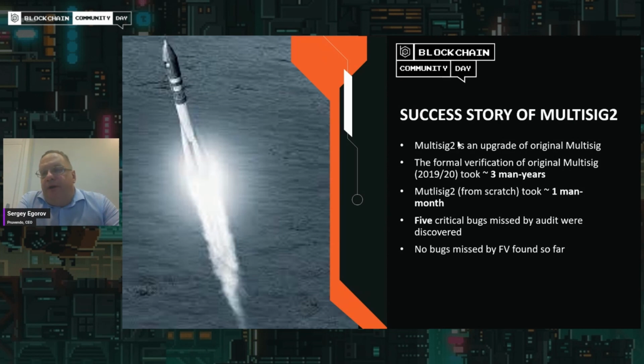We found 5 critical bugs that were missed by all the audits they have. They had 2 audits beforehand, and no more bugs were found after our formal verification. And speaking more, right now we have verified probably about 10 different contracts, and no bugs were found. So it looks like it really works, and it really provides a pretty high level of confidence and guarantees that your smart contracts will be free of critical and other bugs.